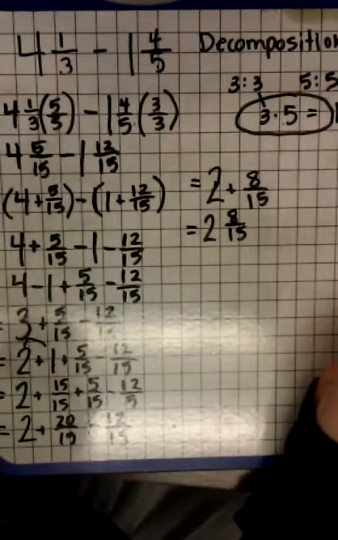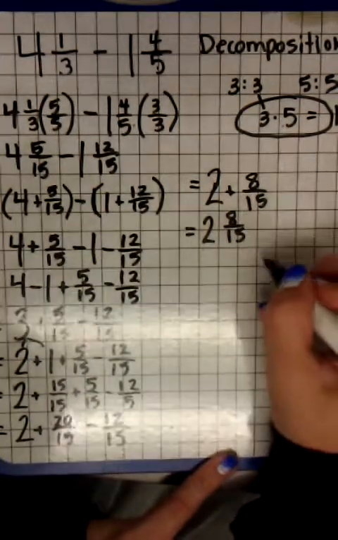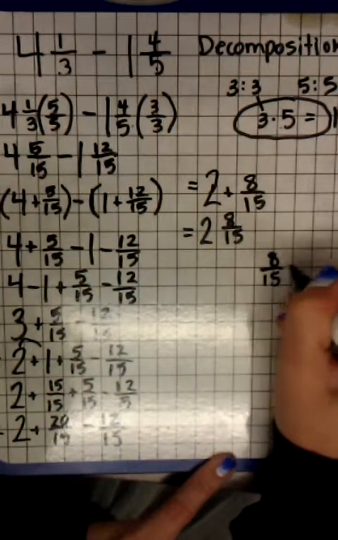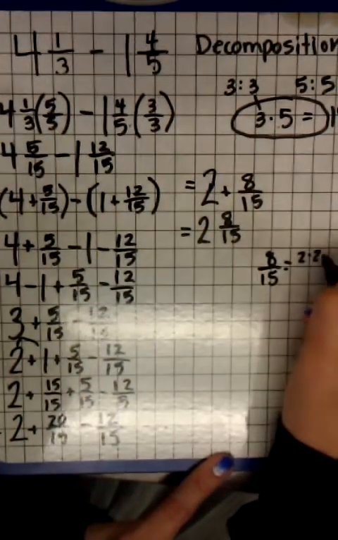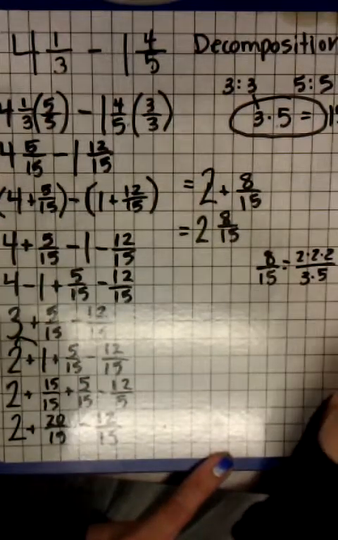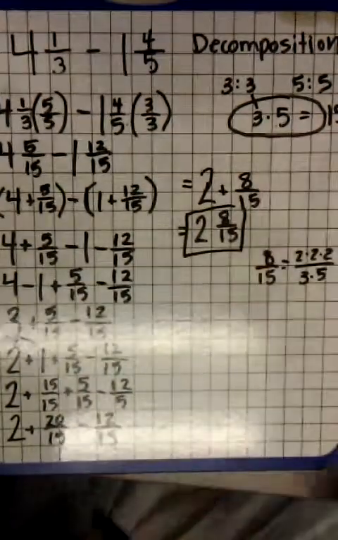Students need to use prime factorization to make sure this can't be simplified. So I'm going to do that off to the side here. Prime factors of 8 are 2 times 2 times 2. If you didn't know that, you would do a factor tree. The prime factors of 15 are 3 times 5. They have no factors in common, which tells me that this is simplified. It's your final answer.